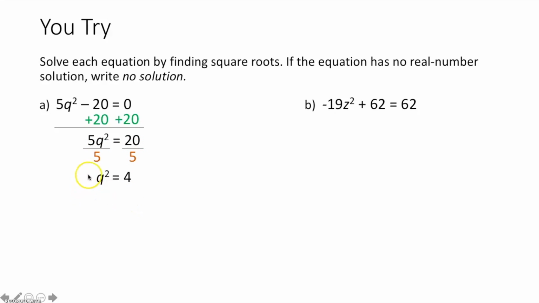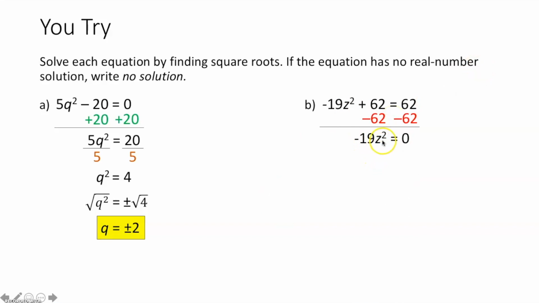Then I square root both sides. Anytime you square root a variable that's squared, you have to put plus or minus on the other side. Here, the square root of 4, we now know, hopefully, is 2. So we get q is equal to plus or minus 2. Here, again, I need to get z squared by itself. So I'm going to subtract 62 from both sides. I then get negative 19z squared is equal to 0.